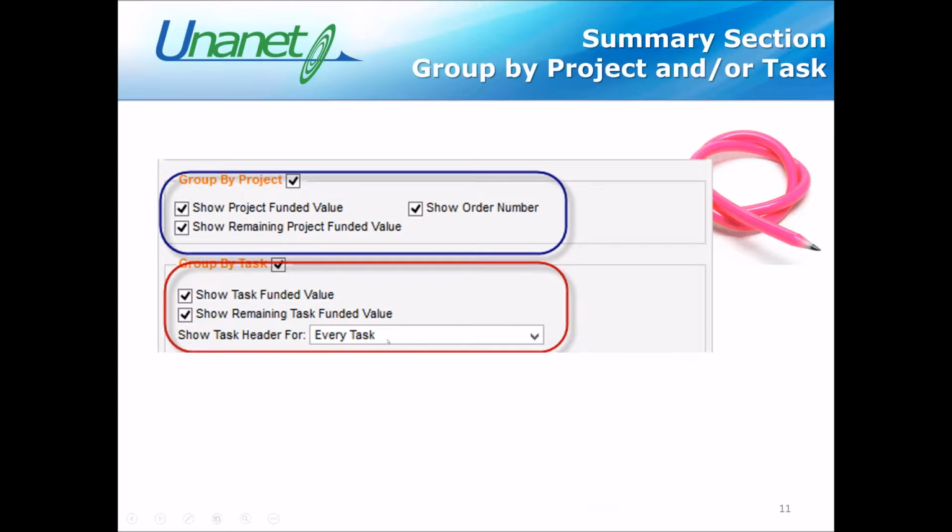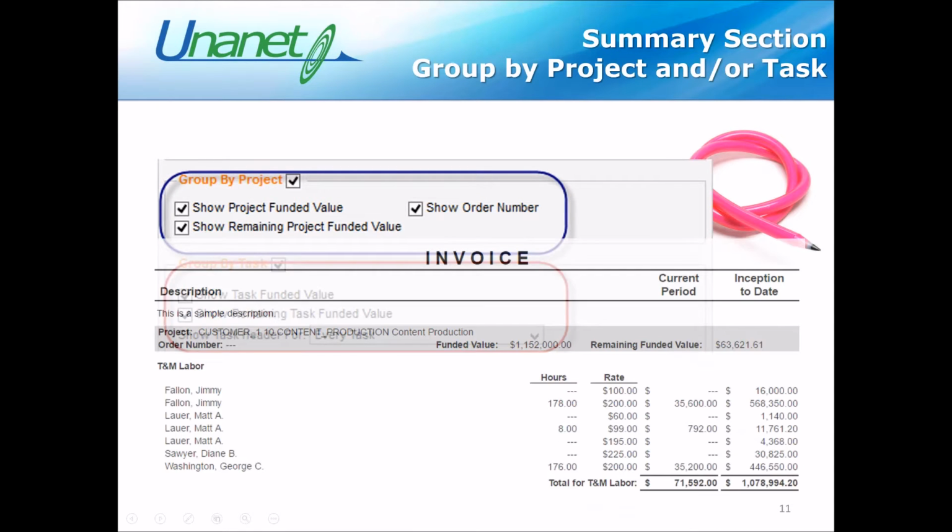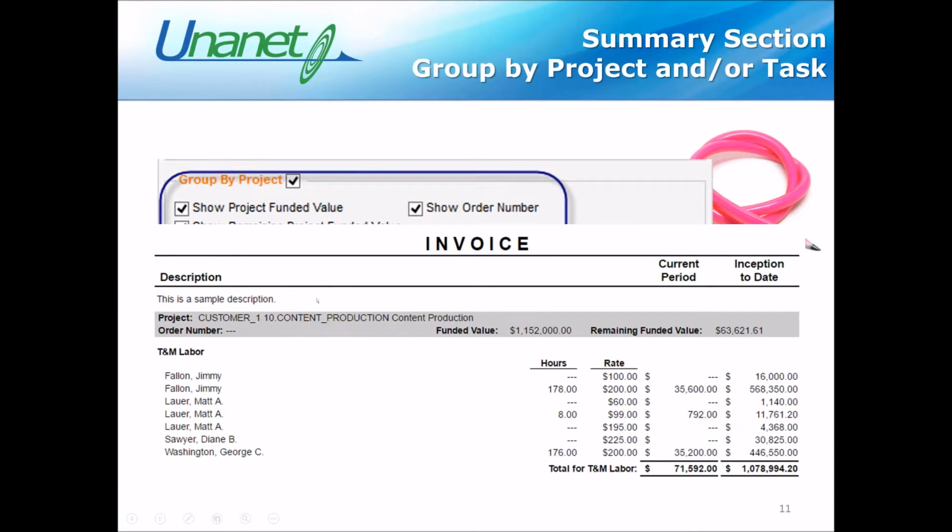And also, there's a drop down. You could say at what level you want to show a task header. So if you had different subtasks, you could say, I want to show it at the 1.1.2 or whatever levels in that drop down. So if we want to see what this looks like, if I'm saying I want to group this by the project level, that's going to show me that project at the top.